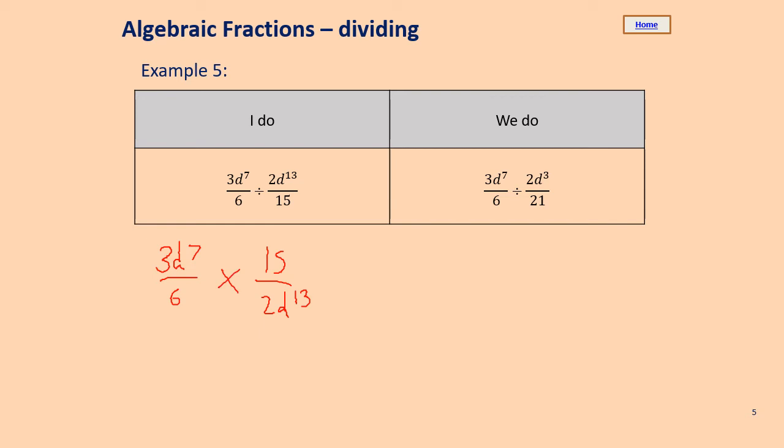Multiply the numerators to give you 45d to the power 7. Multiply the denominators to give 12d to the power 13. Now, we can cancel out numbers from this answer, but we can also cancel out powers as well. So if we cancel out d to the power 7 with 7 of these d's, we reduce that 13 to a 6, and from the 45 and 12, they share a common factor of 3, so if we divide both those by 3, we'll be left with 15 over 4, d to the power 6.